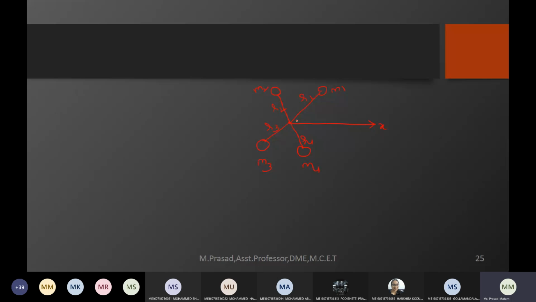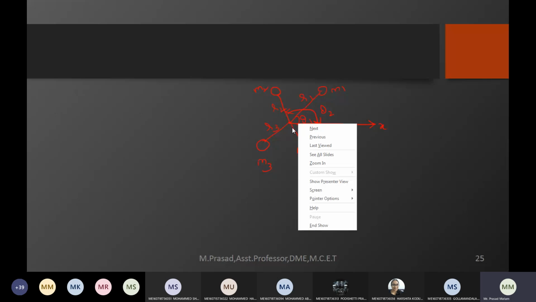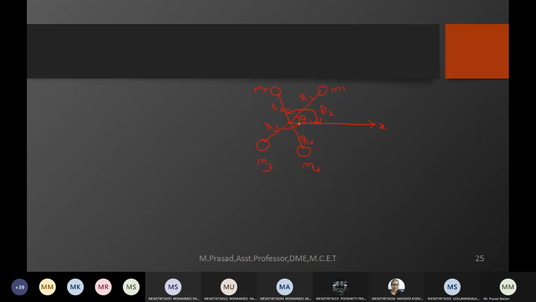Now let us give the angles. First mass making an angle theta 1, second mass making an angle of theta 2, third mass I am showing with respect to here, this makes angle theta 3. Similarly, this fourth mass making an angle of theta 4. These are my 4 disturbing masses.